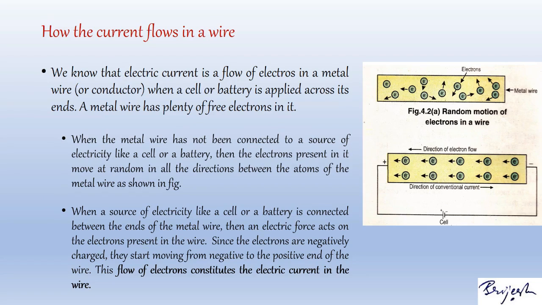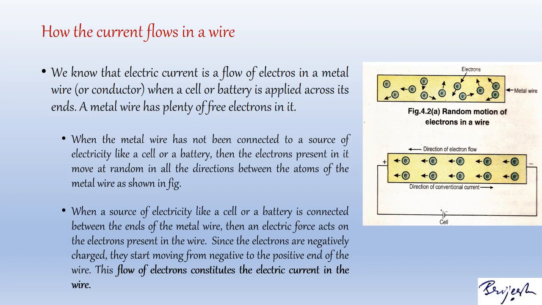So when the metal wire has not been connected to a source of electricity like cell or battery, then the electrons present in it move at random in all directions between the atoms of the metal wire as shown in the figure. When a source of electricity like a cell or battery is connected between the ends of metal wire, then an electric force acts on the electrons present in the wire. Since the electrons are negatively charged, they start moving from negative ends to the positive ends of the wire. This flow of electrons constitutes the electric current in the wire.